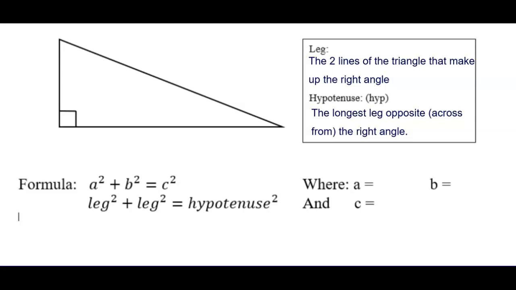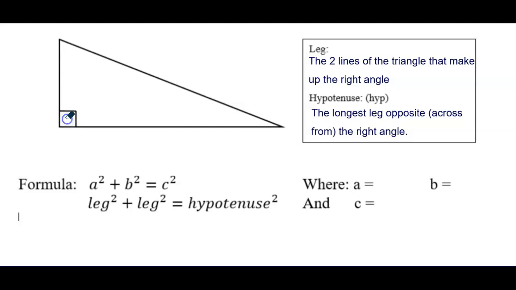It is the way to find out a side length of a right triangle. So if you were looking at this triangle and you know the length of this side and this side, but you don't know the length of that side, we'll be able to figure it out. So we use the formula a squared plus b squared equals c squared, or we could say it as leg squared plus leg squared equals hypotenuse squared, where a leg is one of the two lines of the triangle that make up the right angle.